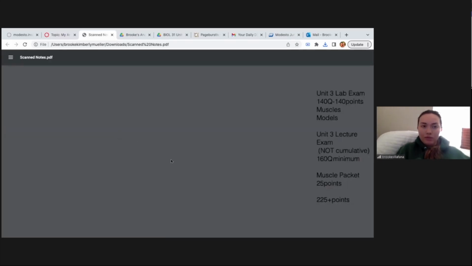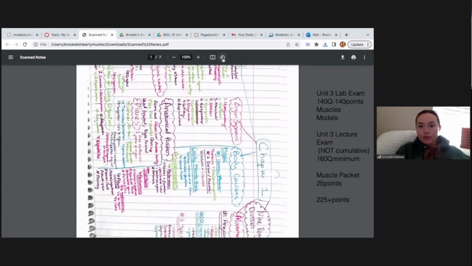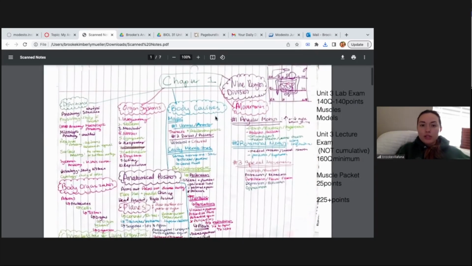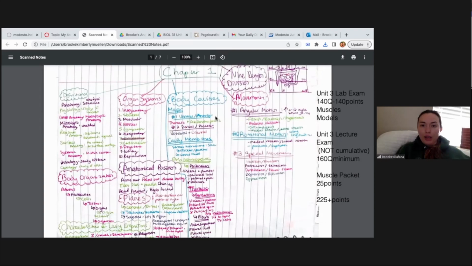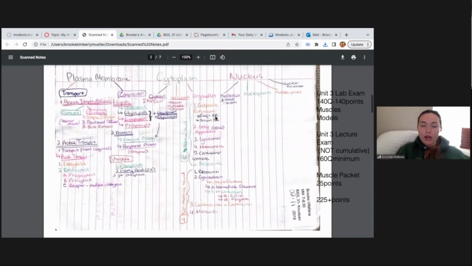I'm trying to see if these are the correct ones here. I don't know, will this rotate? There we go. So this is an example of an outline I created for chapter 1. And this is an example of an outline for chapter 2, okay?